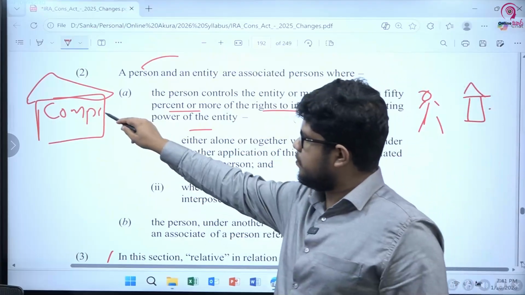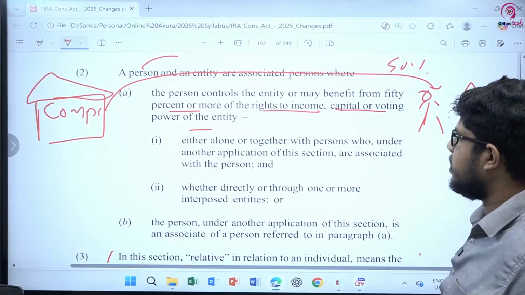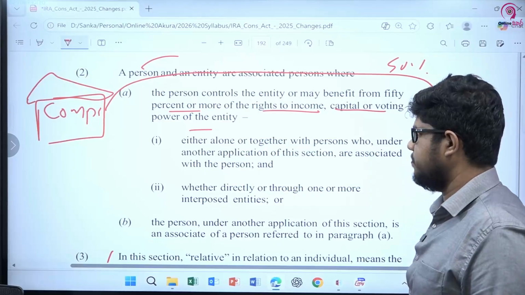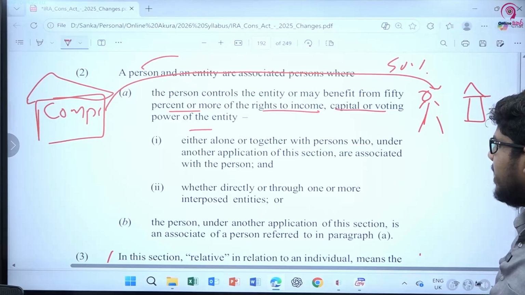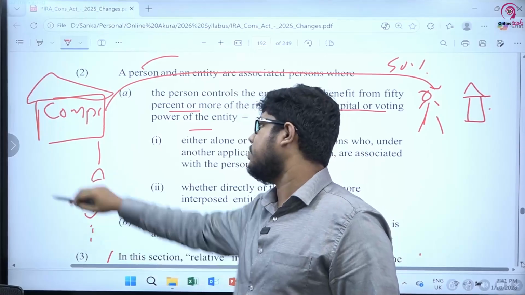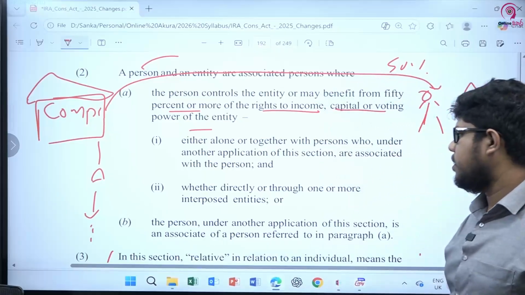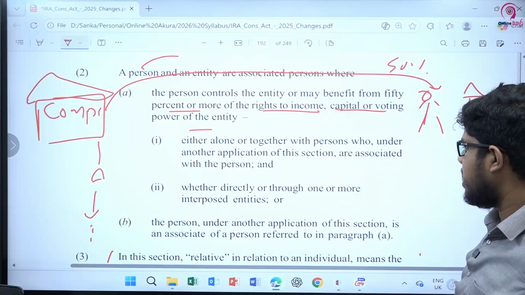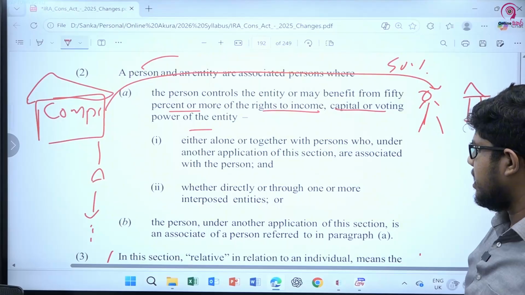So if this person has benefit of 50% or more, then there is an associate relationship. Either alone or together with a person who, under another application of this section, are associated with the person, and whether directly or through one or more interposing, there could be subsidiaries A, B, and from all these relationships they have control, right? The person under another application of this section is an associate of the person referred to in paragraph A, right?